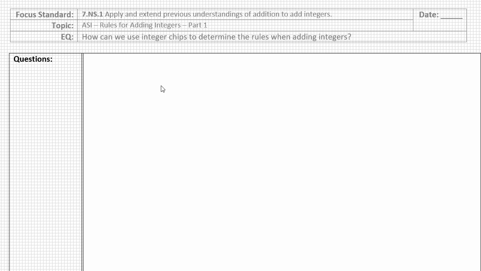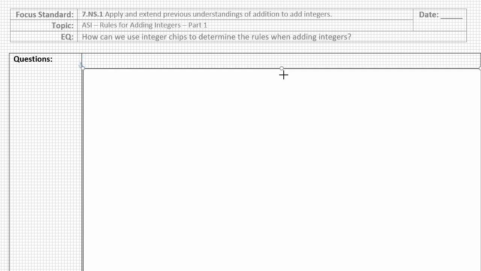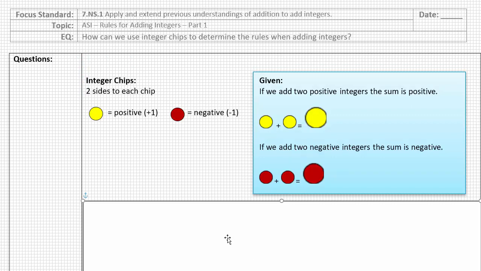So we've already done some work with adding integers, and this week and today we're going to start finalizing our understanding of adding integers and start to generalize it to make some rules. So let's start with a few things we're familiar with. So far we've been using integer chips to add integers. We've also used number lines, but today we're going to use integer chips again to look at some examples and some patterns. So once again, the yellow side is going to represent a positive integer, and the red side is going to represent a negative integer.